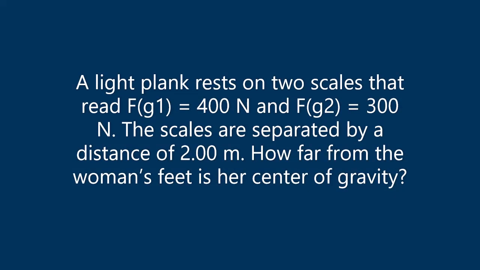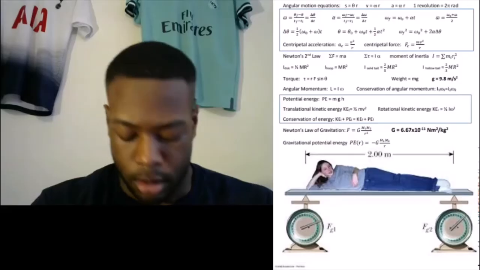A light plank rests on two scales that read force G1 equals 400 newtons and force G2 equals 300 newtons. The scales are separated by a distance of 2 meters. How far from the woman's feet is her center of gravity?